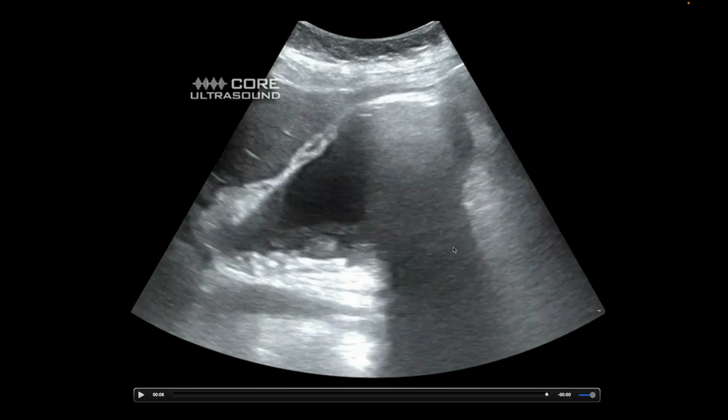So this is an example of dirty gas shadowing. It's not that nice hard black shadowing that we saw before behind the stones. This is dirty gas shadowing.